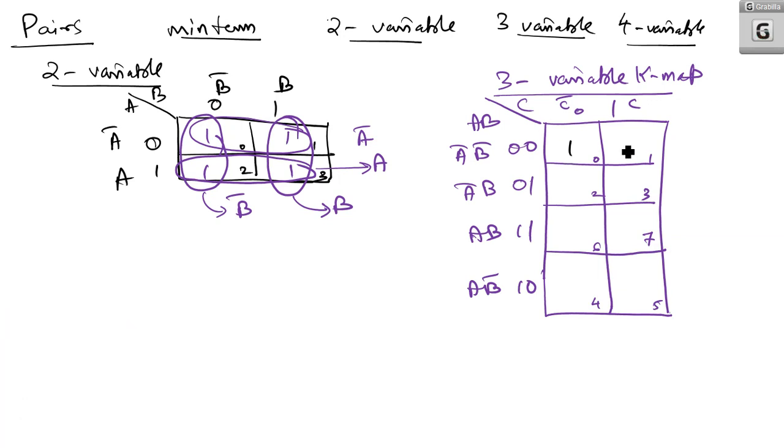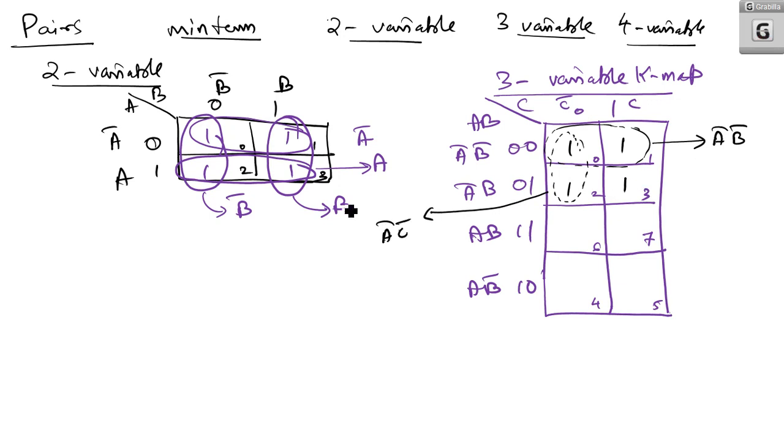Now here if you are pairing, suppose you are having 1 and 1 here, you can pair these two. Right? Here you will get A bar B bar. Suppose if you are having one here, then you can pair these two. If you are pairing these two, what do you get? What is common? A bar is common here. Here what is common? C bar is there. So you can write A bar C bar.